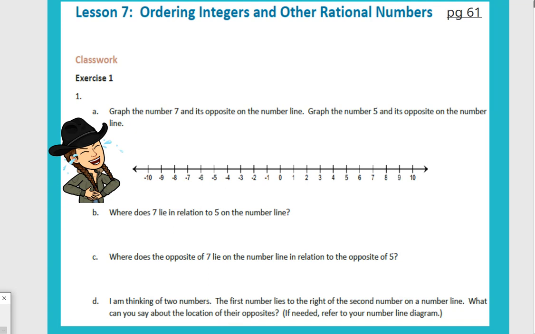Hello, sixth graders. Today we're taking a look at Lesson 7, Ordering Integers and Other Rational Numbers. We're on page 61 of your book.